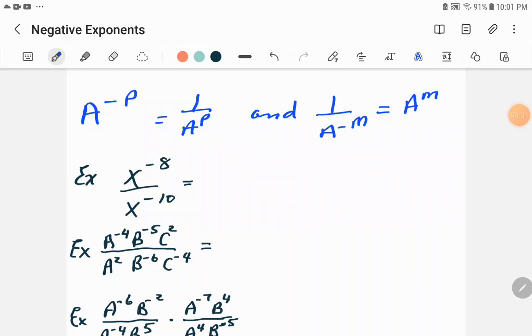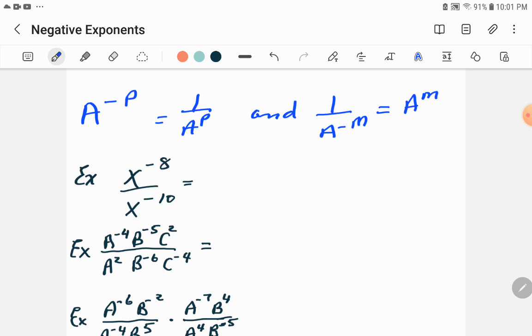In this video, we're going to be looking at how to handle negative exponents. So the first rule that we want to look at is that if we have a negative p power in the numerator, if we place it in the denominator, that power becomes positive. And similarly, if we have a to a negative power in our denominator, in this case a to the minus m, it becomes positive when it goes to the numerator.